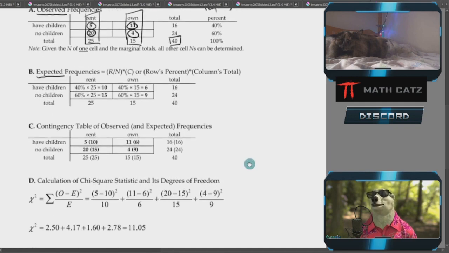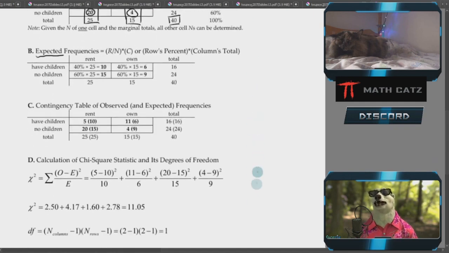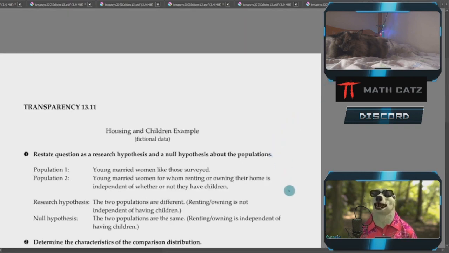We're going to do it 4 times. The degrees of freedom in this case is a little different. Number of columns minus 1, times number of rows minus 1. So in this case, degrees of freedom is only 1 because I had 2 and 2. 1 times 1 is 1. So we get a chi-square statistic and degrees of freedom. We need that for our table to look up. We get 11.05.